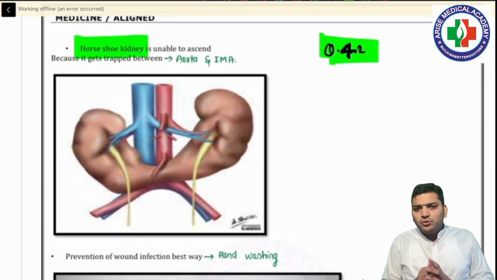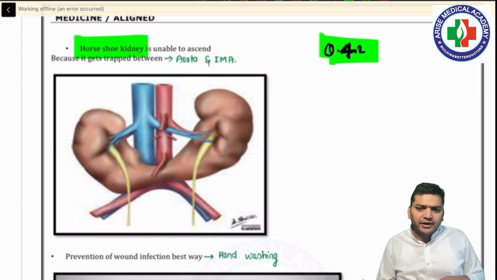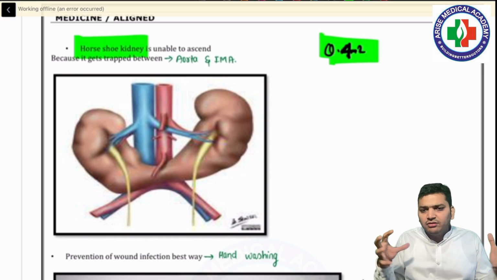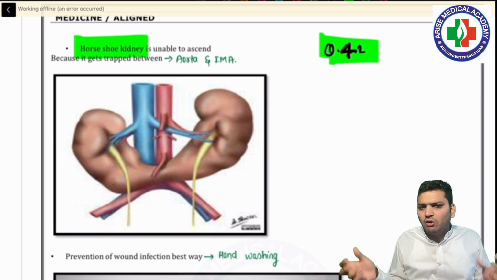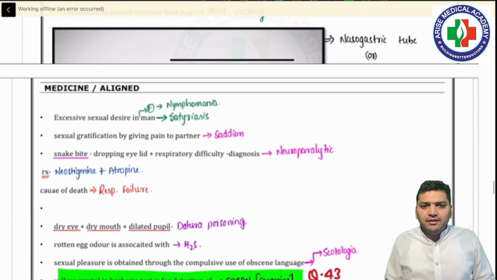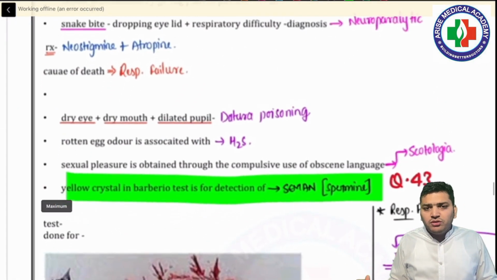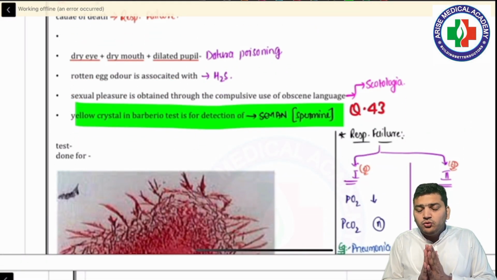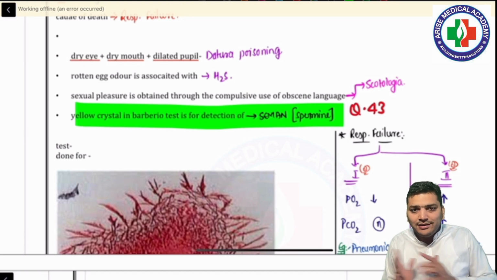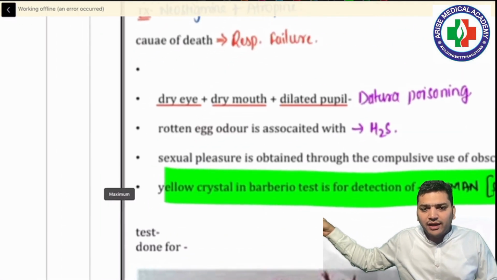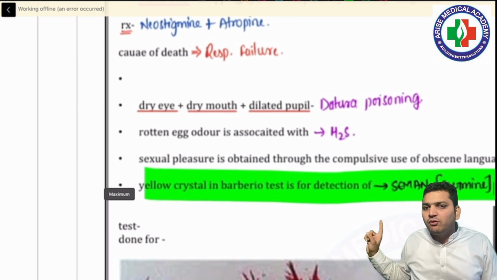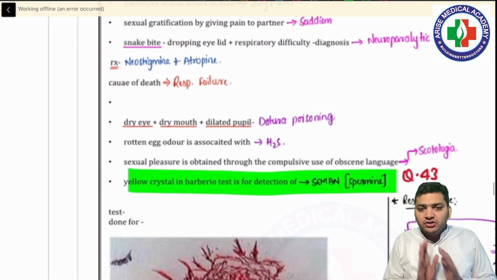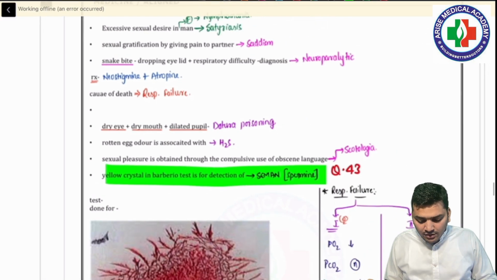Then there was a question from horseshoe kidney. They have given the radio imaging, I don't know whether MRI or CT scan, of the abdomen, and they have asked what is this diagnosis, and it's clearly the horseshoe kidney, right? Then the next question from forensic was that all of the following are used for blood stains except, right? And we have mentioned that the Barberio test is done to detect semen. It is not for blood. So the answer to that question was the Barberio test.